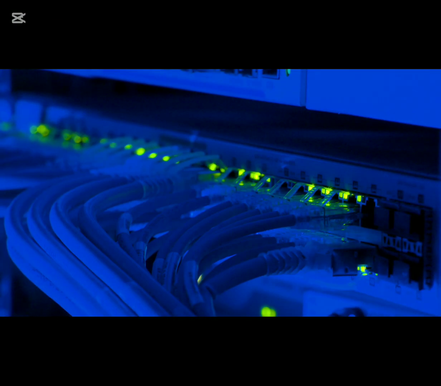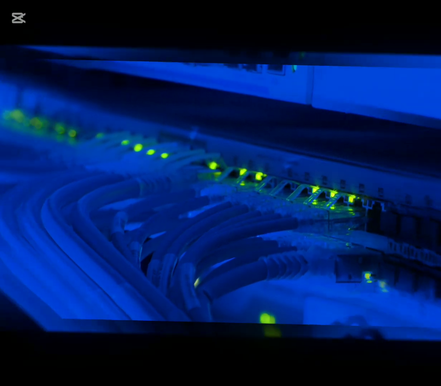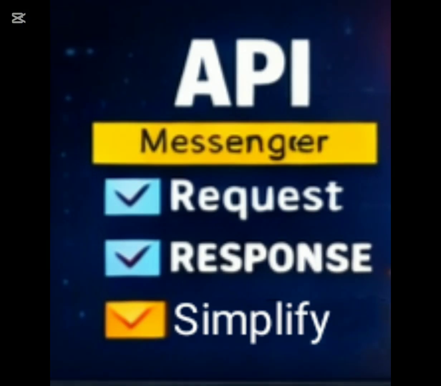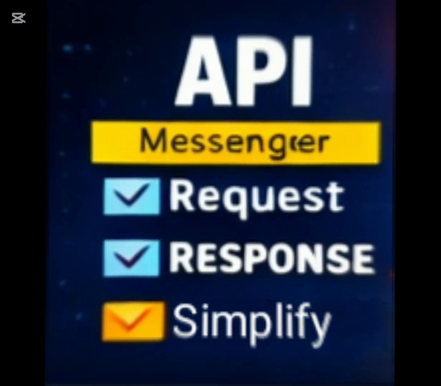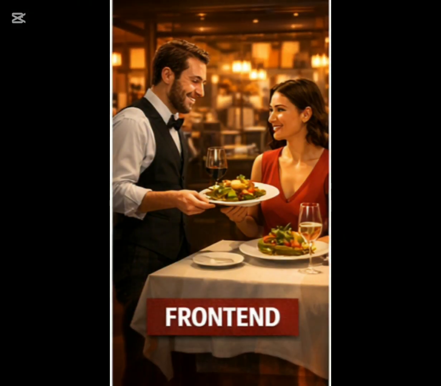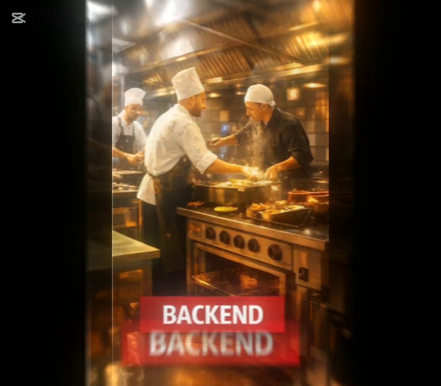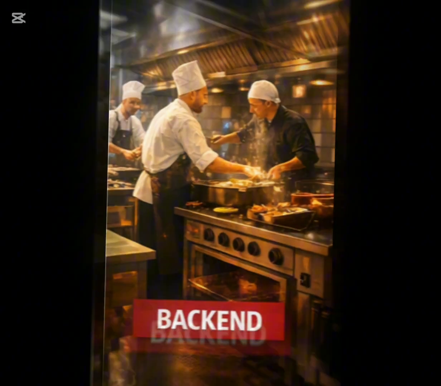Now, the most important part: how do front end and back end communicate? This is where APIs come in. API equals application programming interface. Think of API like a waiter. You, who are the front end, place an order. The waiter, which is the API, takes it to the kitchen. The kitchen is the back end, prepares it, and the waiter brings it back.